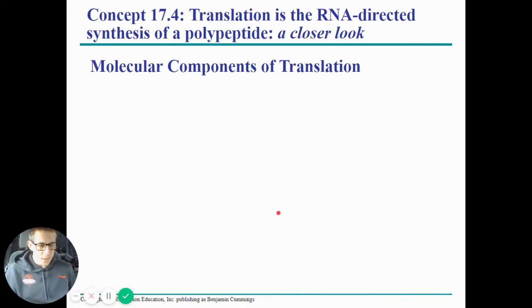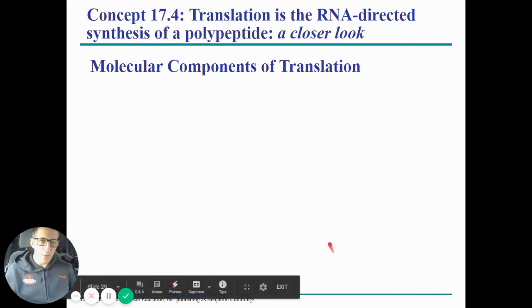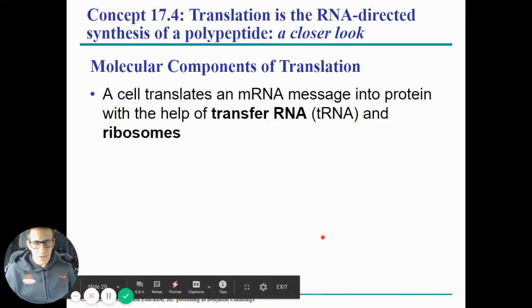At that point, the mRNA has come out of the nucleus, and we are going to translate it. The process of translation is, as it states in the title of this slide, the RNA-directed synthesis of a polypeptide. So we're going to take that mRNA and get something tangible from it. In other words, we're going to get a protein from it. Now, there are certain very important molecular components that are part of translation, and we're going to talk about them briefly in this slide.